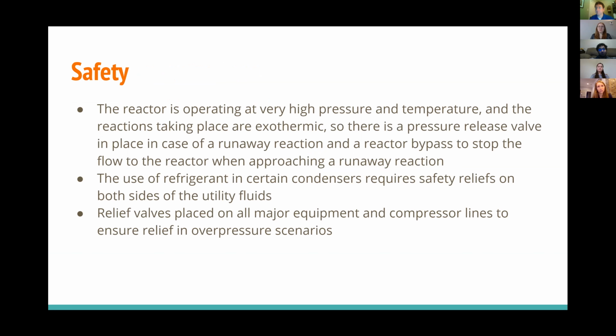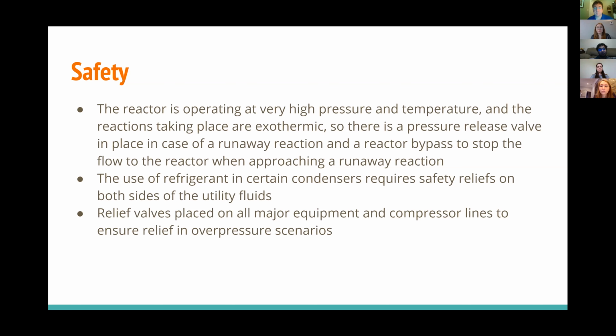The safety considerations to take into account are that the reactor is operating at very high pressure and temperatures, and the reactions occurring are exothermic. And so there will be pressure release valves in place in case of a runaway reaction, as well as a bypass system to stop the flow into the reactor as it approaches runaway reaction conditions.